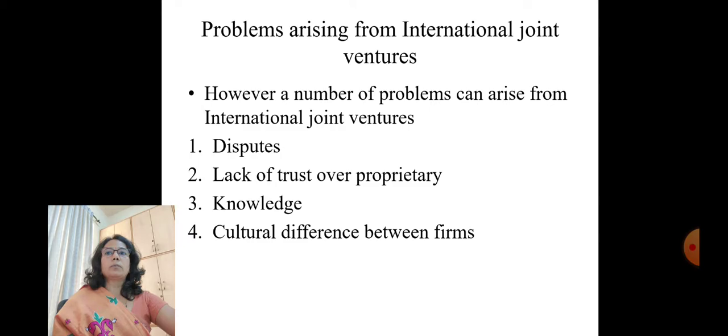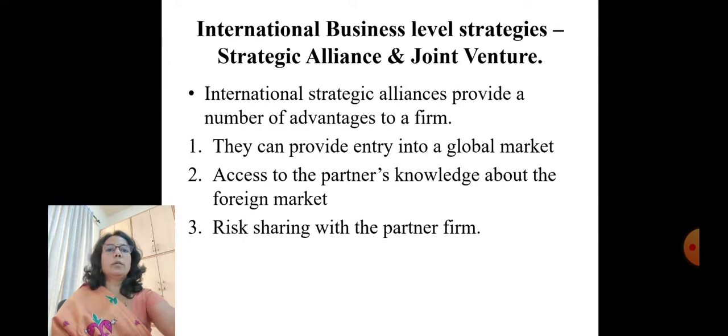All right, so talking about the international business level strategies, strategic alliance and joint venture. International business strategies are relevant in globalization of trade and commerce. Some companies choose to be involved on an international basis by operating in various countries, but limiting their involvement to importing, exporting, licensing and making strategic alliances.